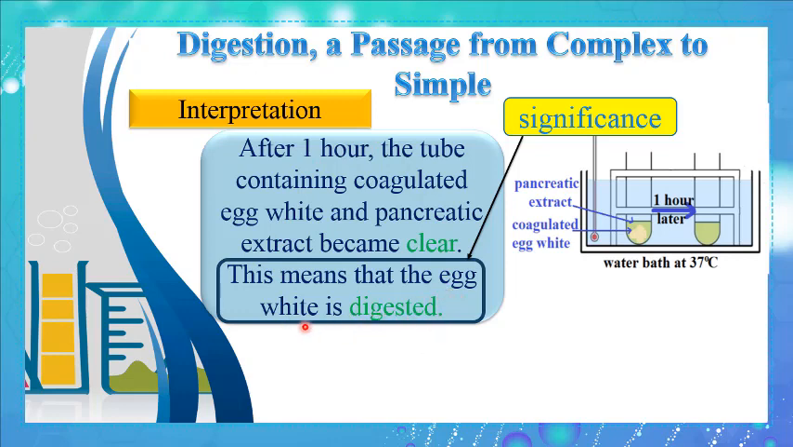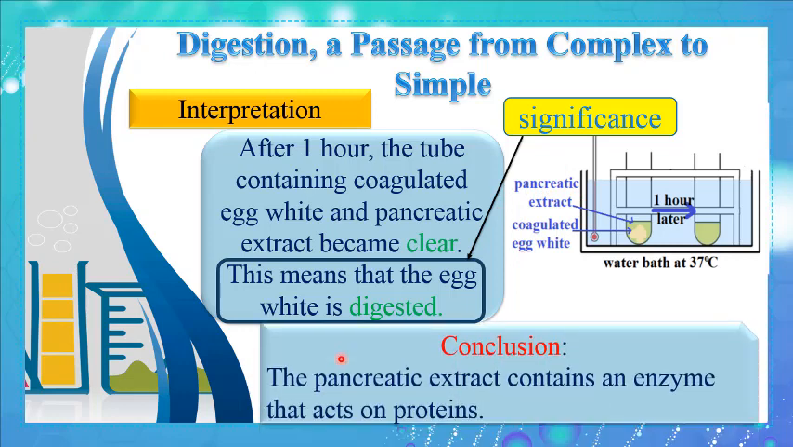This means that the egg white disappeared. Let's observe what we have inside the test tube other than the egg white. We have the pancreatic extract. So, draw out a conclusion. The conclusion is the pancreatic extract contains an enzyme that acts on proteins. Contents of the pancreatic juice.